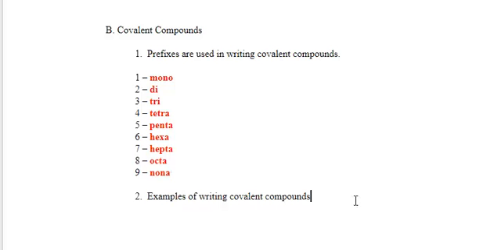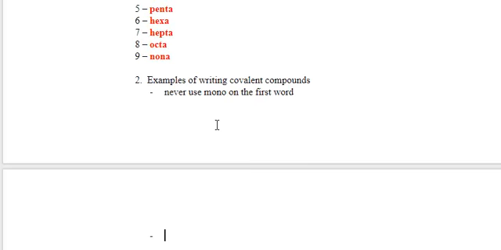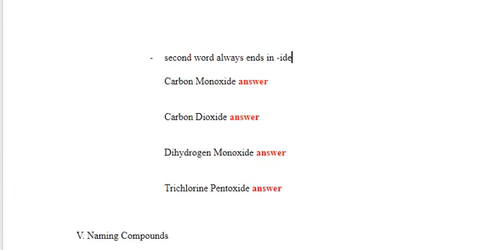A couple things that I want to note as you're thinking about writing these. First of all, you will never have to use mono on the first word. And another thing that I want you to think about is the second word always ends in the "ide" ending, just like in an ionic compound, how if it was a nonmetal it ended in "ide." Okay, so let's look at some examples.